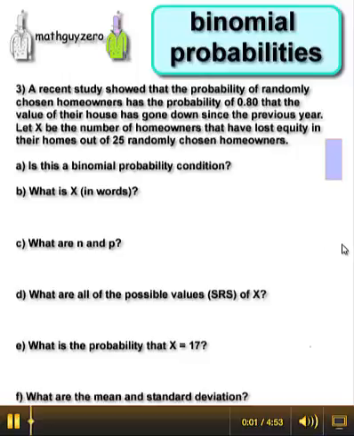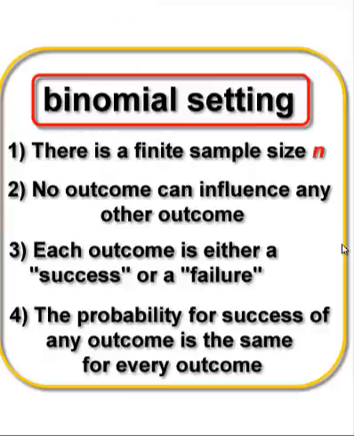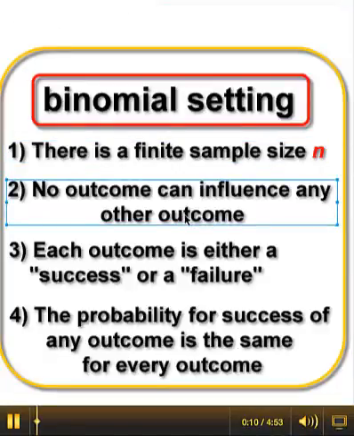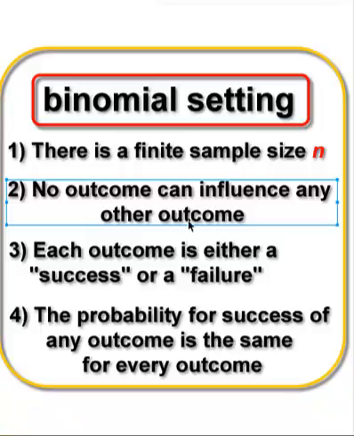Okay, part A. Is this a binomial setting? Let's check the rules. And finite sample size? Yes, there's 25. One outcome won't influence the next outcome. That's true, unless, of course, they jumped on the phone and warned each other. But that's not going to happen in this case.